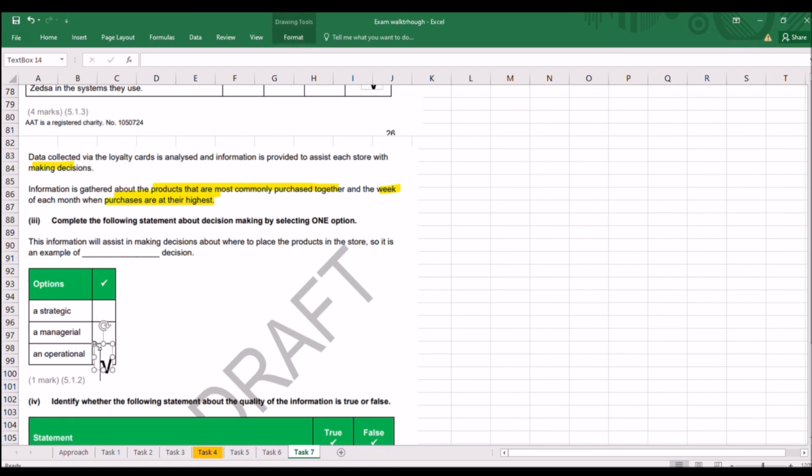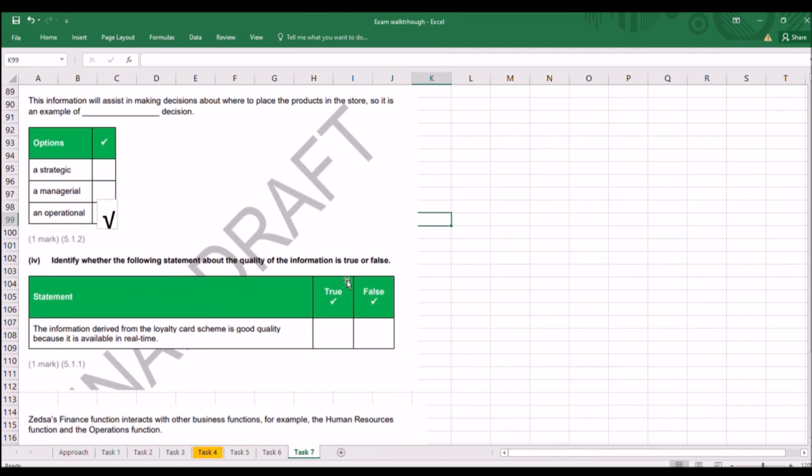In our where we're actually going to place the goods. So quite a low level operational decision, but important. Okay, identify which of the following statement is true about the quality of information. The information derived from the loyalty card scheme is of good quality because it's available in real time.